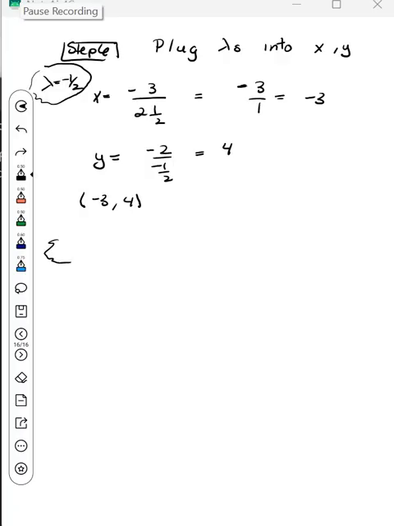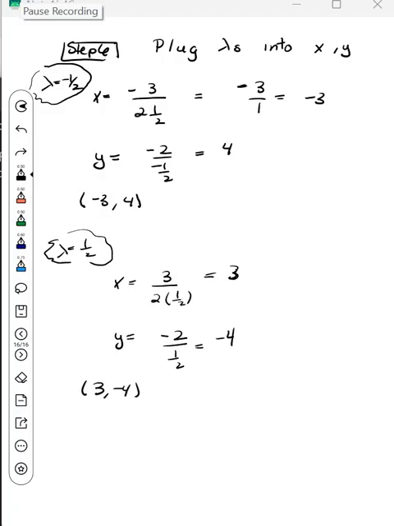Now I have another one. Lambda equals 1/2. For lambda equals 1/2, I get x is 3 over 2 times lambda, which I get 3 here. And y would be minus 2 over lambda, which is negative 4. So the other point was 3, negative 4. So I get 2 points for these 2 lambdas.